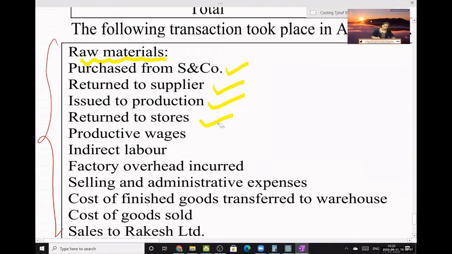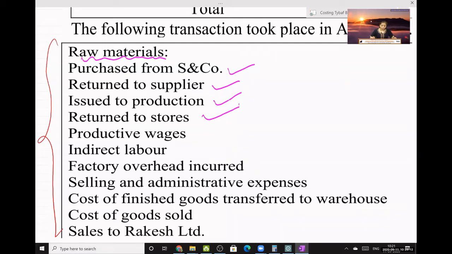Okay, I repeat. Yeah. Raw material, इसमें चार एंट्रीज है, चार ट्रांजैक्शन है. फर्स्ट, परचेज फ्रॉम एसएन कंपनी, ये क्रेडिटर है, राइट? हाँ. If the name of the party is mentioned, मतलब it is a credit purchase. Then return to supplier means purchase return entry. Then issued to production means raw material issued to production. Then return to stores means raw material which was issued to production is now returned.